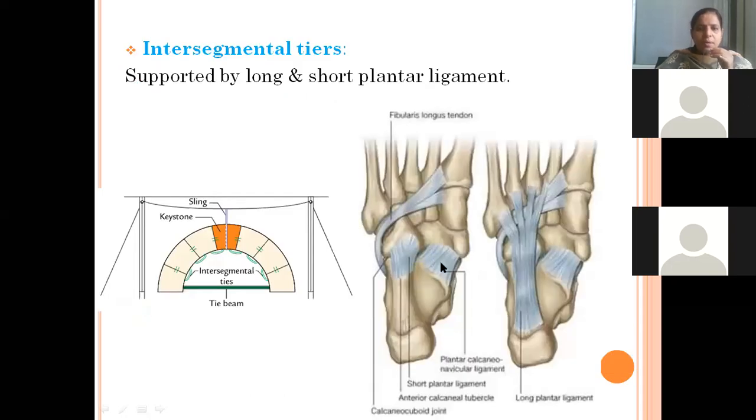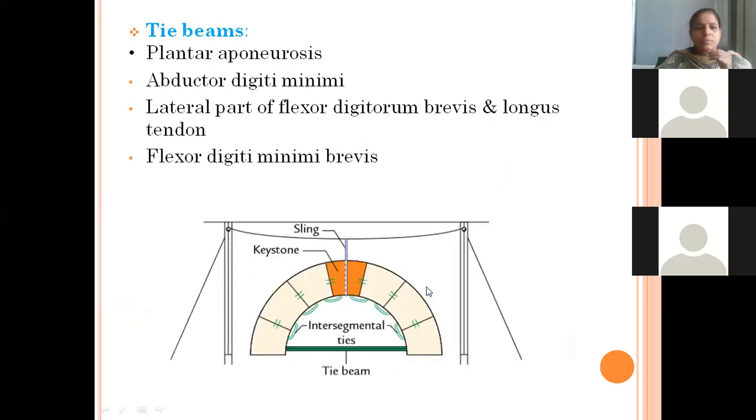Now, the intersegmental is supported by long and short plantar ligaments. We are finding this is the long plantar ligament. You are also finding the short plantar ligaments. Tie beams, again same as what we have studied for the medial arch. What did we study there? Plantar aponeurosis, abductor hallucis we studied for the medial one. This you are seeing from the little toe side. So which muscle do we have there? Abductor digiti minimi.